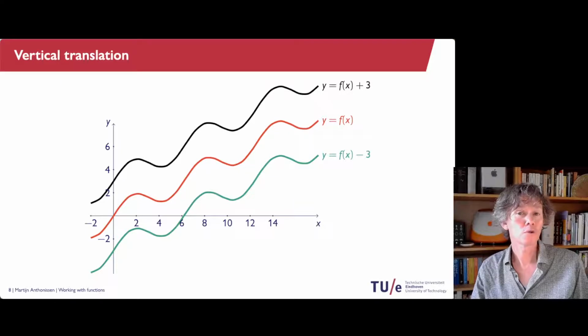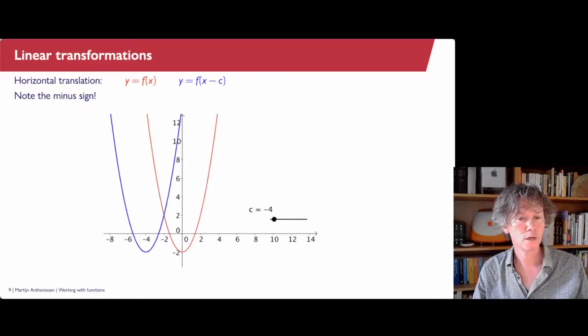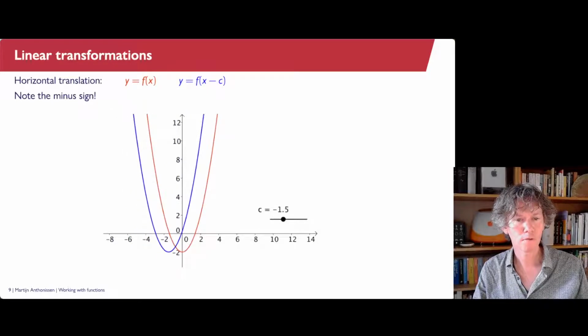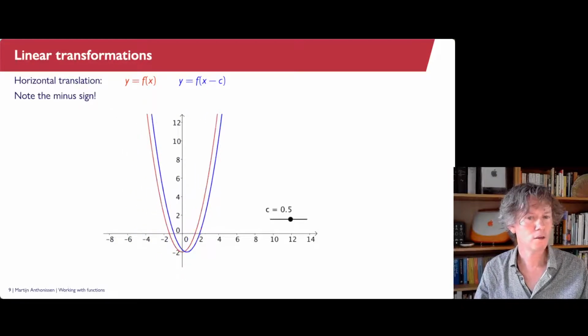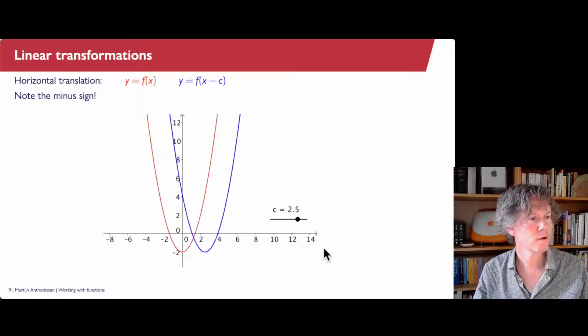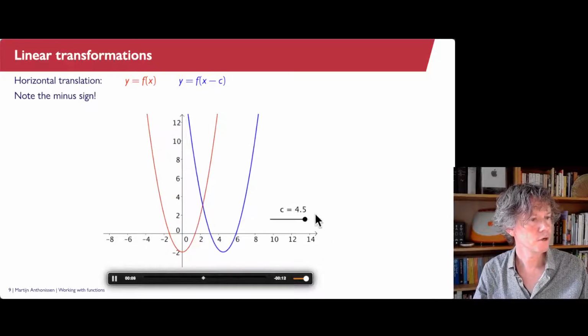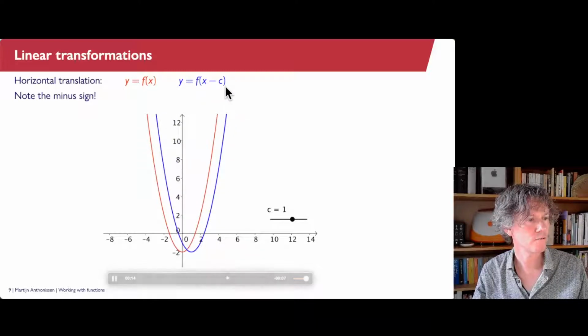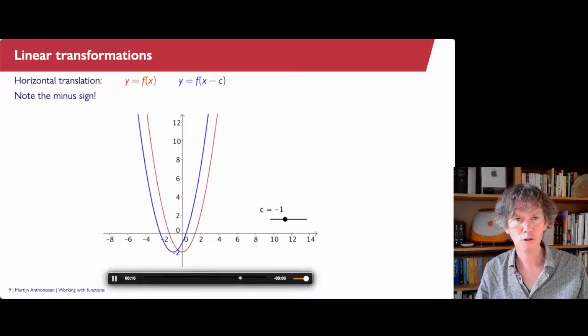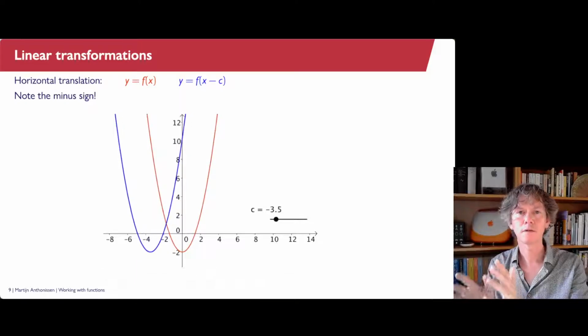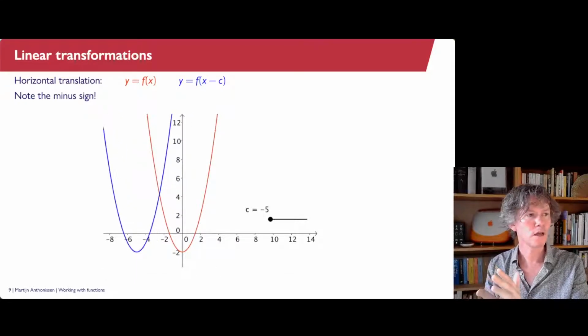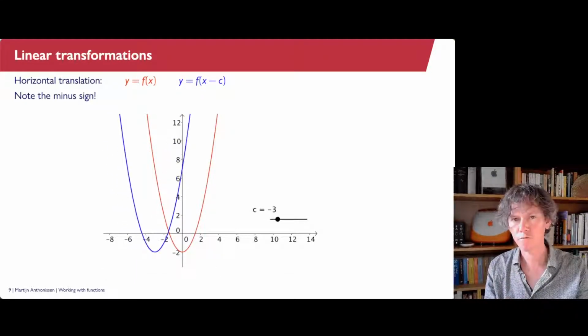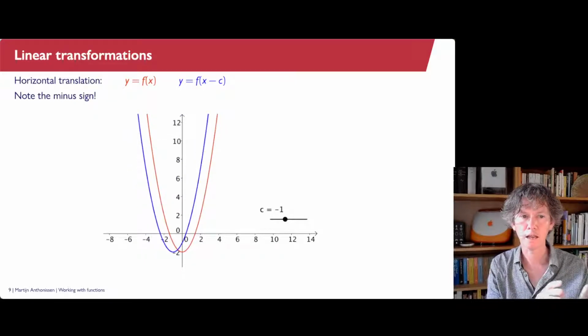You can do the same in the horizontal direction. But you should take care, because that is a bit counterintuitive. Here I put the number 5, for instance, and then it says x minus 5. If you do x minus 5, it goes to the right. If you put there f of x plus 5, or another positive number, it goes to the left.